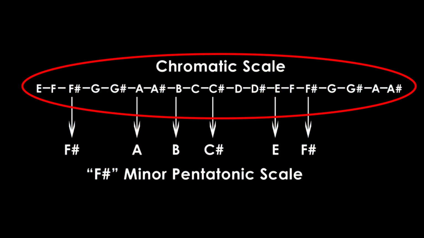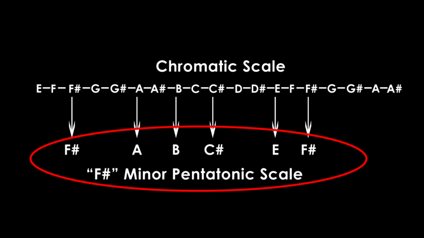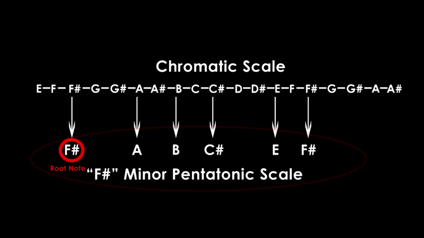Now, here's an example of what I mean. Here, I have taken a subset of the chromatic scale to make a pentatonic scale, which is the same basic scale that the native flute plays in. In this case, it's an F sharp minor pentatonic scale. Now we know it's an F sharp scale because the root note, this note here, is F sharp. Now the root note is the starting note of the scale, and in general is also the note the scale is named after. So that's really important.